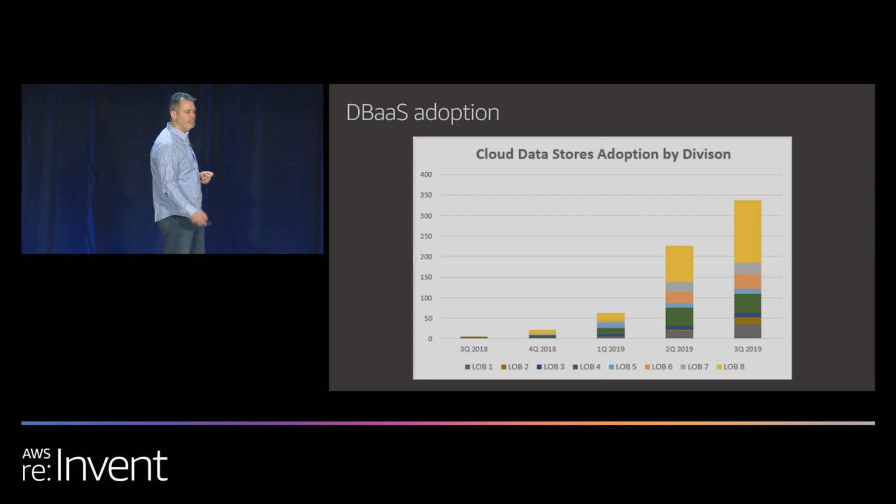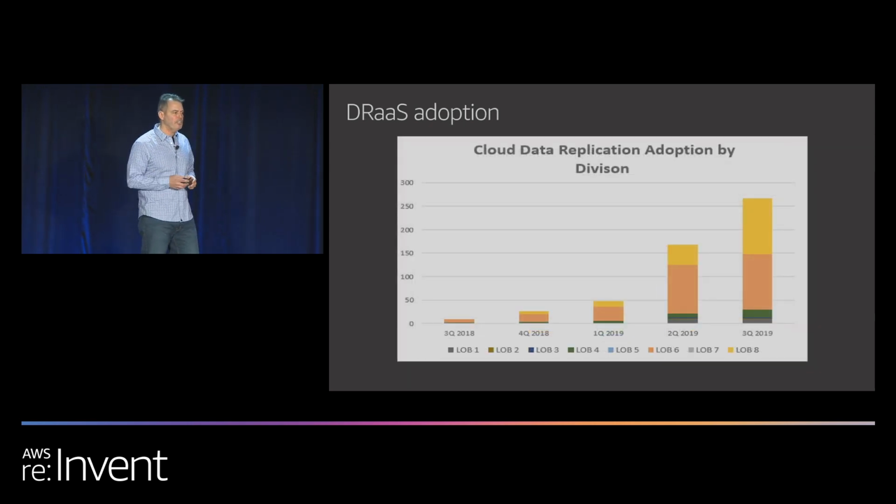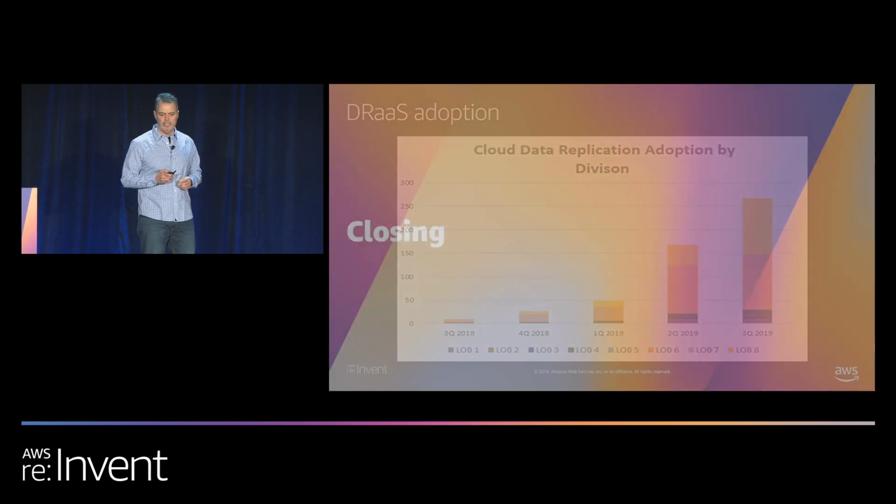Now, here's our database as a service adoption. And what's interesting here is you can see it's spread across all of our lines of business. So many, many parts of Vanguard are using cloud database as a service. And we're really happy about that. Now, our replication picture is limited to fewer of our lines of business because fewer of those businesses are tied to that mainframe. But as you can see, the adoption's really happening.